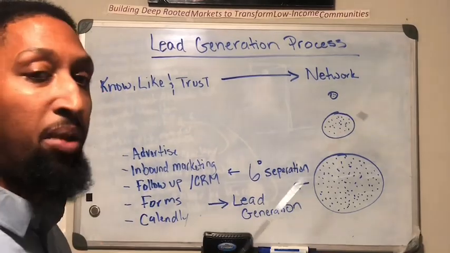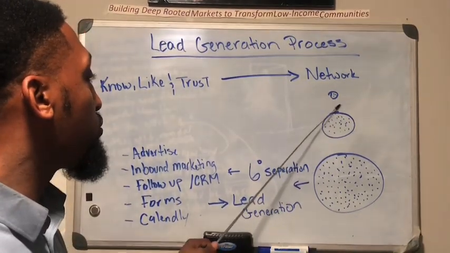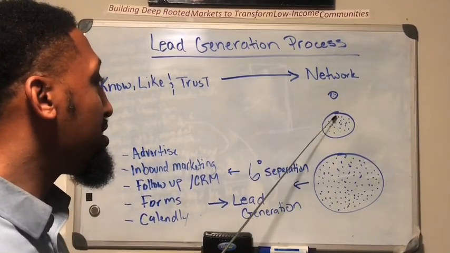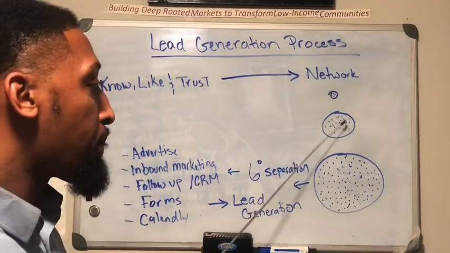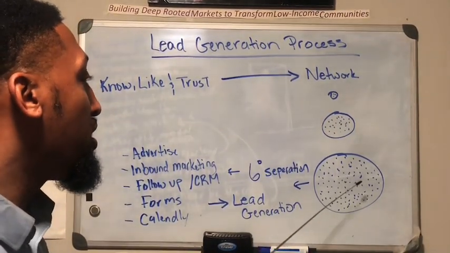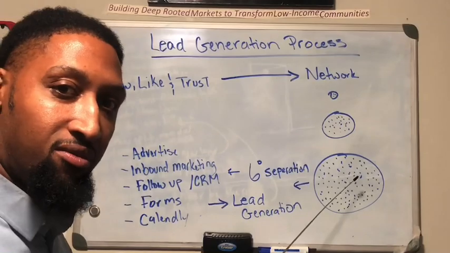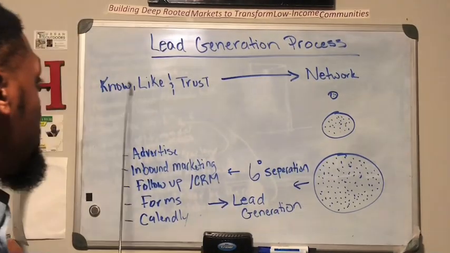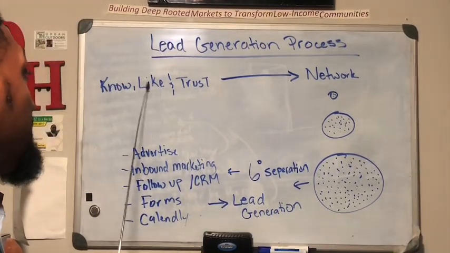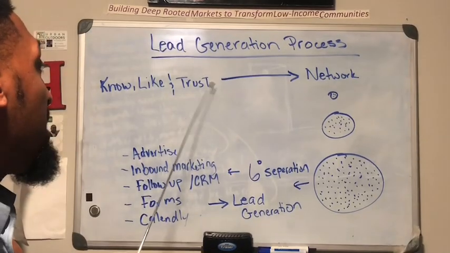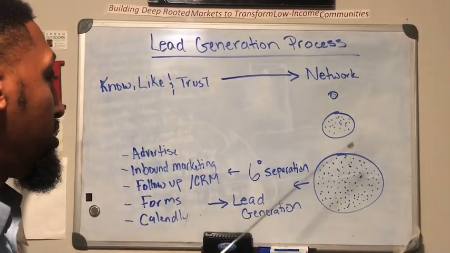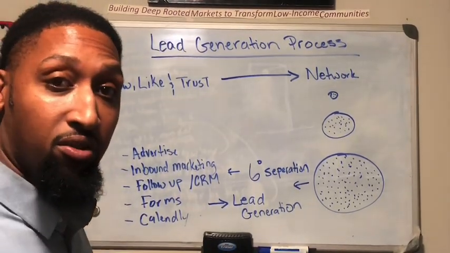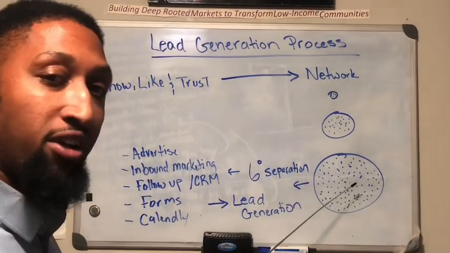So now if you were to put all the people together, guess what? You got to draw a bigger circle because this person knows more people. But if you look at this third circle, look how many people this person knows, maybe even likes, and maybe even trusts me as an individual. Look how many people may know, like, and trust me.